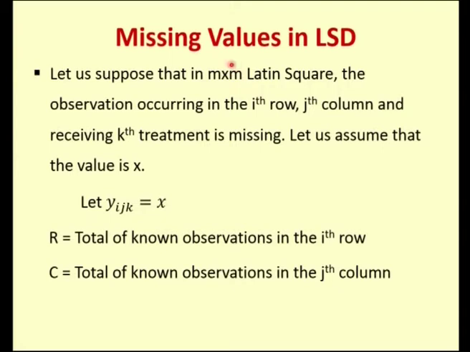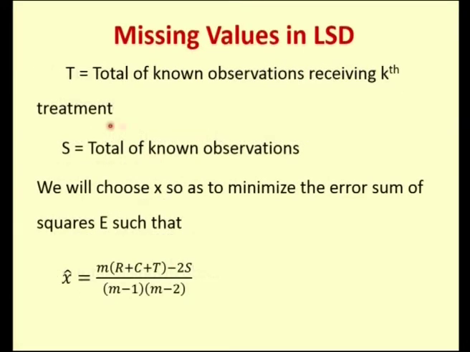Now we will analyze the LSD with missing values. Let us suppose that in an m cross m Latin square, the observation occurring in the ith row and jth column receiving the kth treatment is missing. Let it be x, that is y_ijk is equal to x. Let r be the total of known observations in the ith row, c the total of known observations in the jth column, t the total of known observations receiving the kth treatment, and s the total of all known observations.